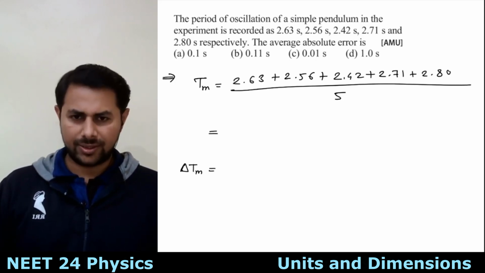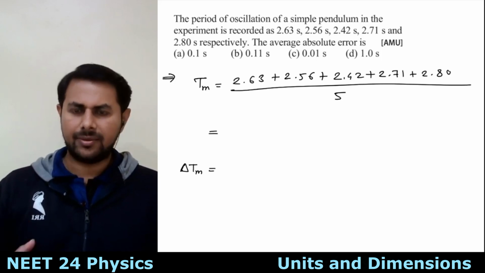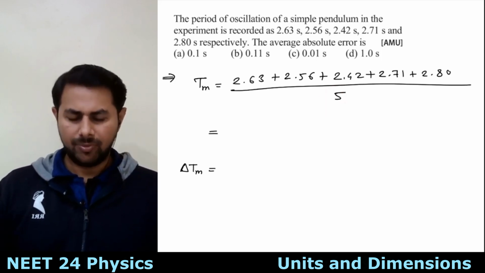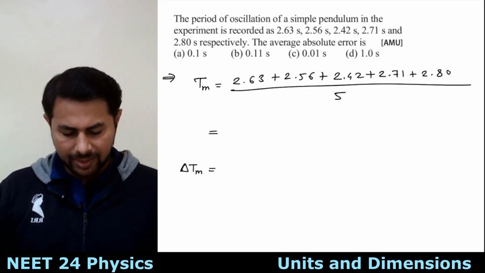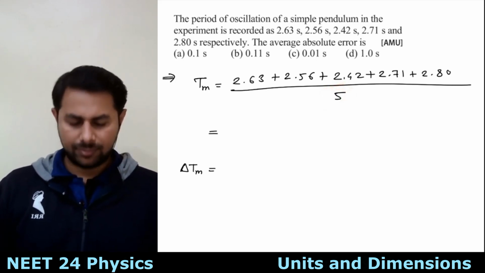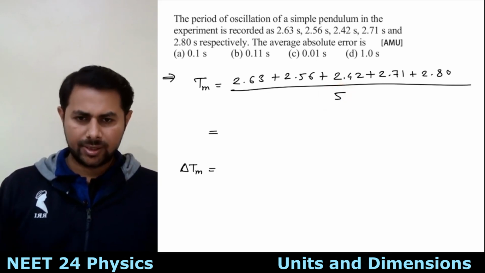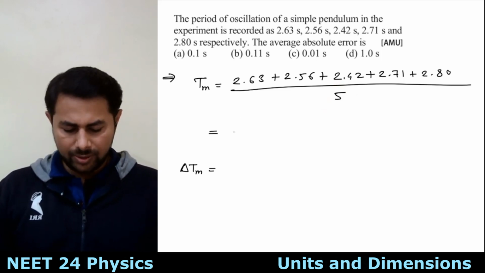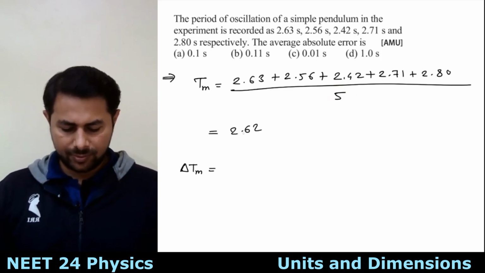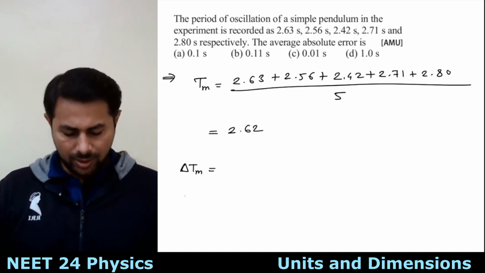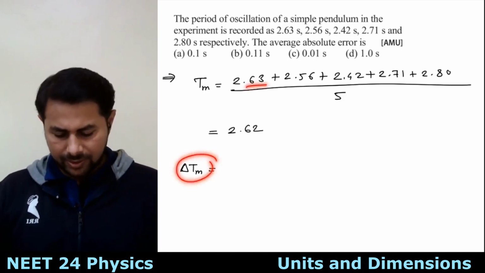13.12, that's addition. Divide that by 5. Or 13.12, divide that by 5, no? 2.624. Okay, so that is 2.62 with significant digits. 2.62. So what is the error in the first one?